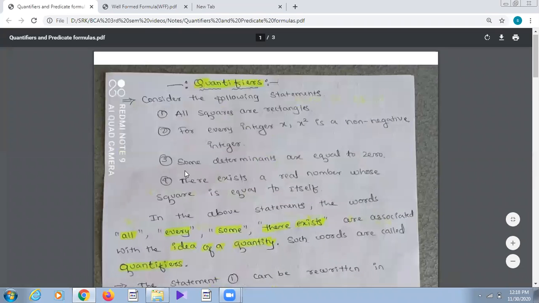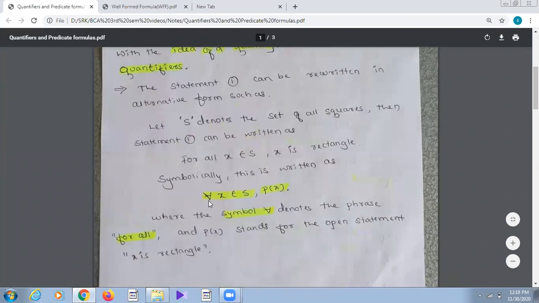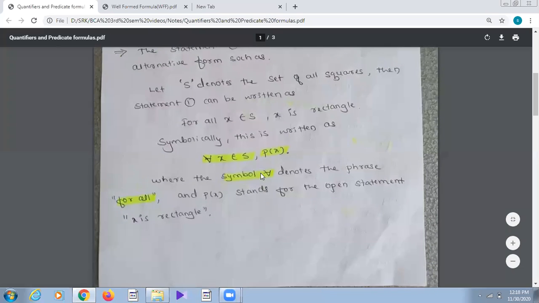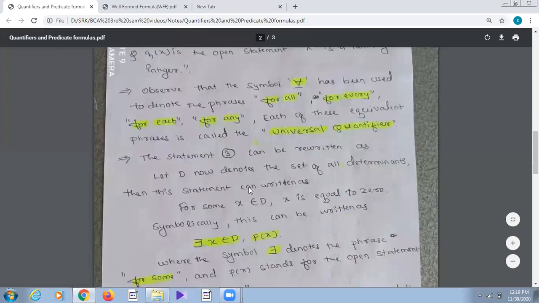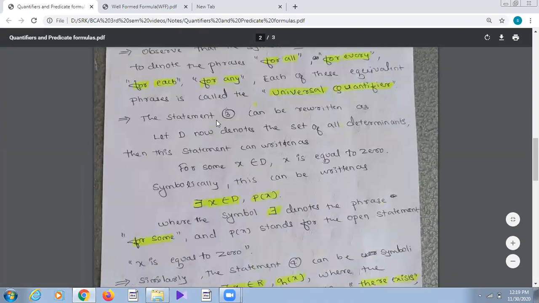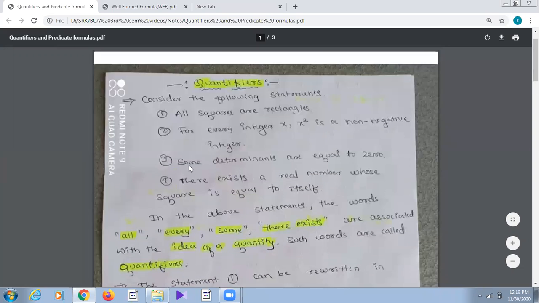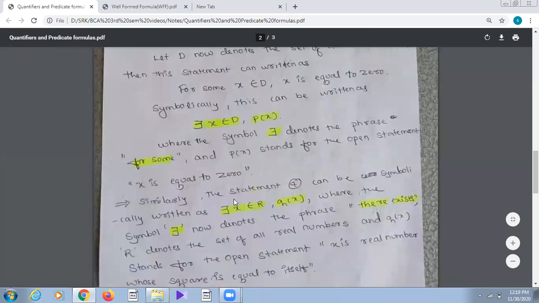What is example 3? Some determinants are equal to 0. This word some is telling about some part of the quantity. So see here, the third statement written in symbolic form can be rewritten as: there exists. This word some can be written with this symbol. Okay, so x belongs to D.